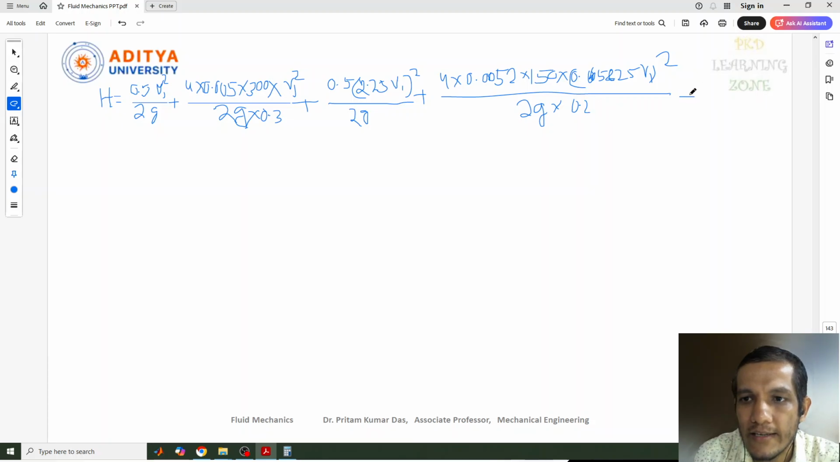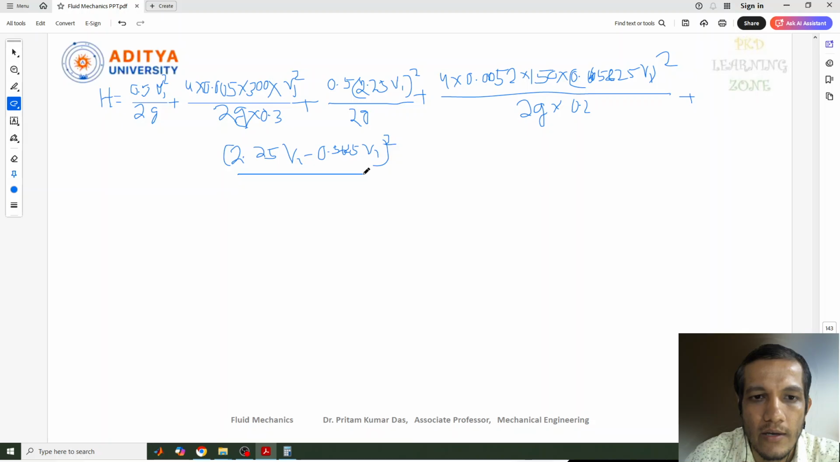Next, this major loss is completed. Again the minor loss will come, which is the expansion loss. So there we can write (V2 minus V3), plus, here, (2.25 V1 minus 0.5625 V1) whole square divided by 2g.